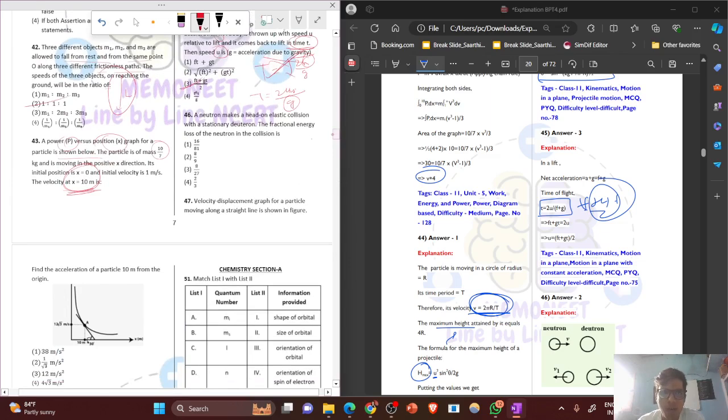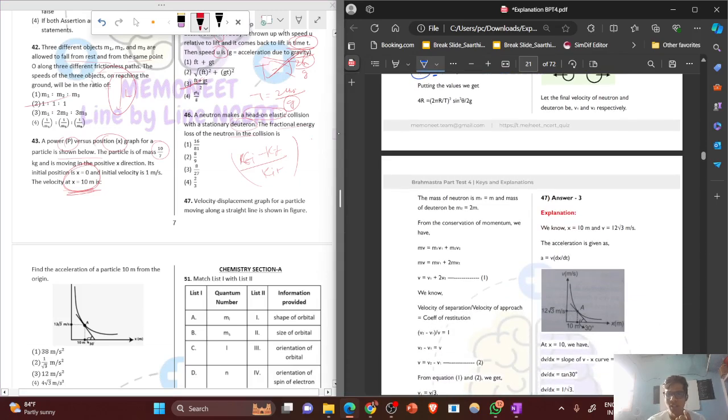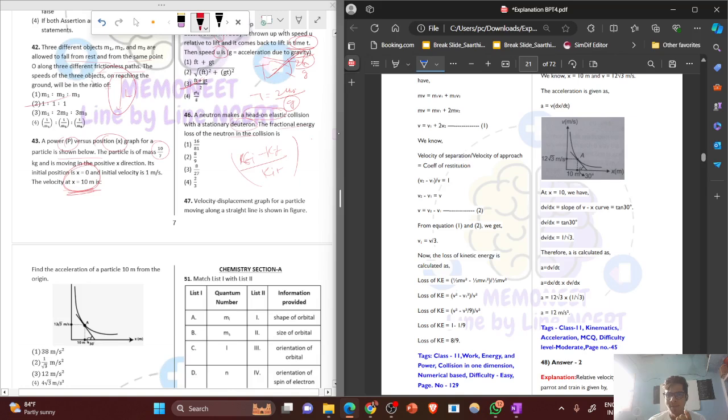Now, a neutron makes a head-on collision with a stationary neutron. If the fractional change in energy means the kinetic energy, sorry, it's an elastic collision now. So kinetic energy initial minus kinetic energy final by kinetic energy initial. You need to calculate the initial and final kinetic energy, then put in the values and get the answer. You need to use the conservation of momentum and conservation of energy. Using these, you get the velocities, and once you get the velocities, you can get the change in kinetic energy.